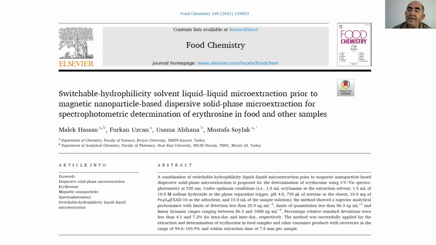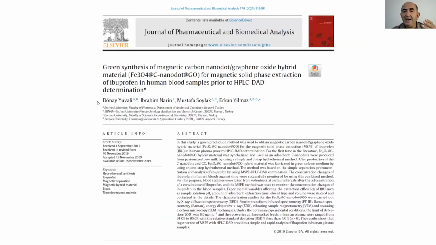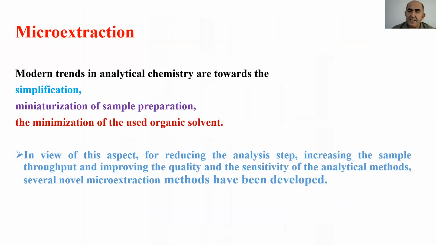Switchable hydrophilicity solvents. I will give some information after this slide about these kinds of solvents, which are new green solvents. Another new application is nanocomposites, which contain carbon nanodots plus graphene oxide hybrids for the solid phase extraction of ibuprofen in human blood samples, prior to HPLC analysis. This was another application of solid phase microextraction of organic analytes. And then after this slide, I will give some information about liquid-liquid microextraction.